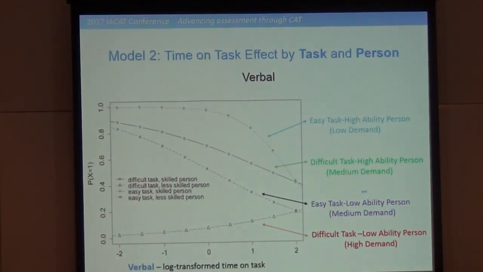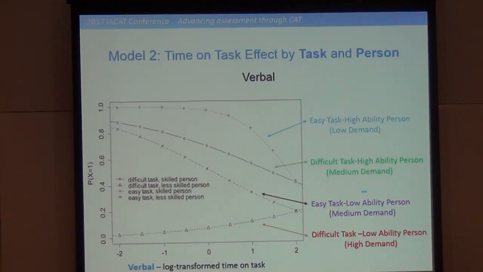So now let's see. The relationship is quite complex but very interesting. Here I categorized four types of combinations of task and people. The combination comes from the difficulty of items and people's ability. First, let's look at the plus line. It means easy tasks and a high ability person. When a high ability person encounters easy tasks, generally speaking, it is a negative effect. The relationship is negative, but with the increase of response time, the effect becomes stronger very soon.